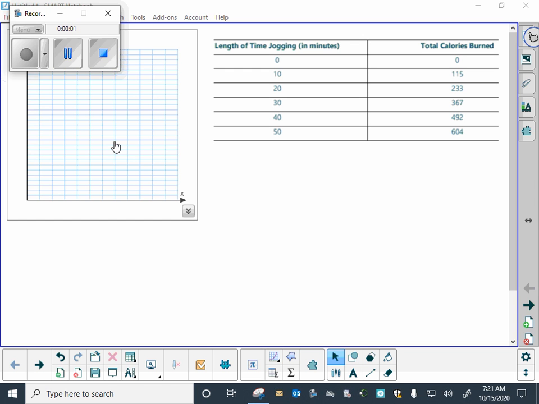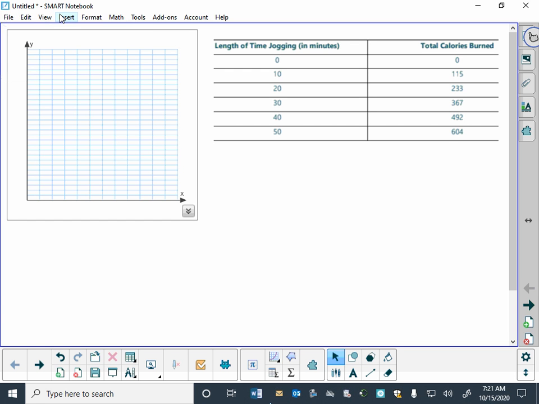All right, we are going to try to demonstrate making a scatter plot by hand, fitting a line to it by hand, and then coming up with the equation for that line of best fit. Okay. So I've grabbed a little bit of data here, and I have a graph set up.